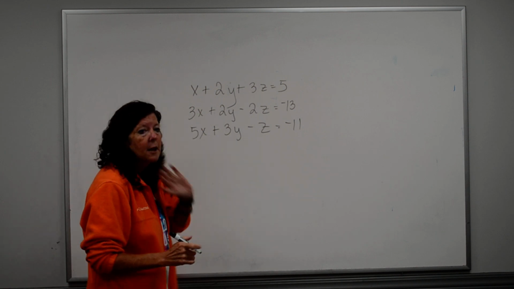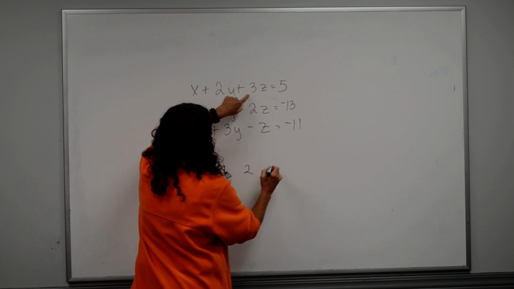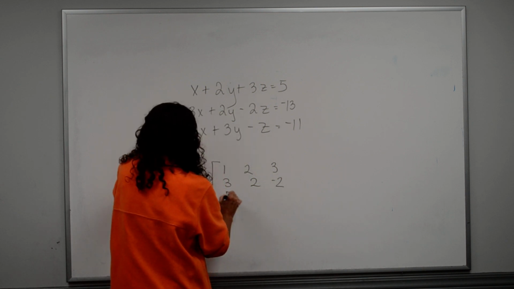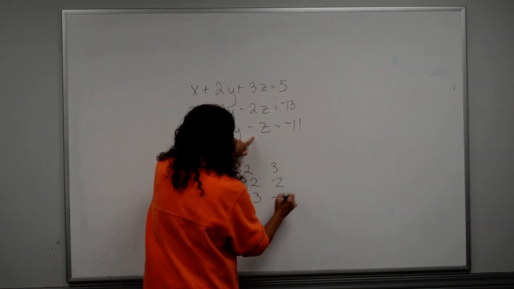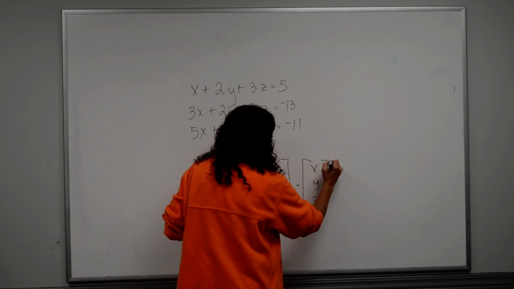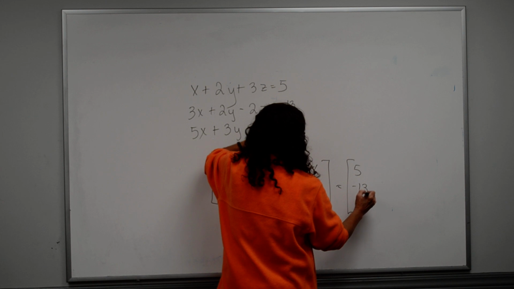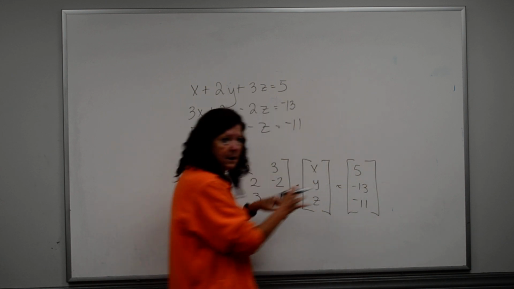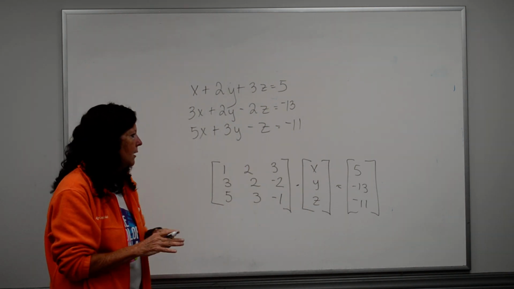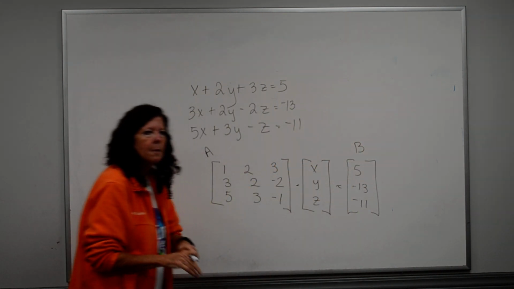Okay, what I'm going to do is I'm going to set it up in matrix form. So I'm going to take the coefficients. 1, 2, 3, 3, 2, negative 2, 5, 3, negative 1, times x, y, and z equals 5, negative 13, and negative 11. Okay, that's matrix form. Put this into your calculator. Go ahead and put that one into your calculator. We'll let that one be matrix A, and we'll let this one be matrix B. Get both of those into your calculator.